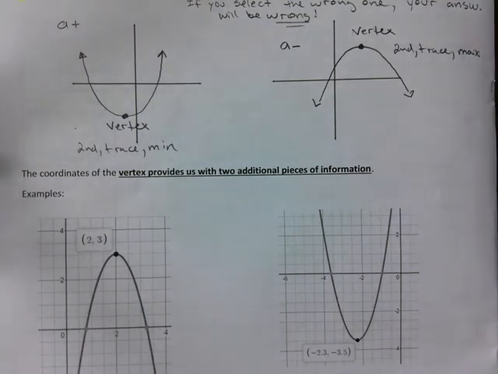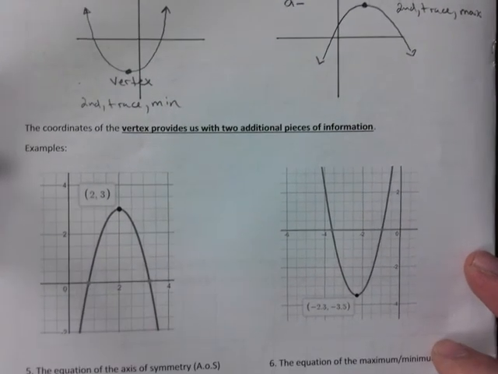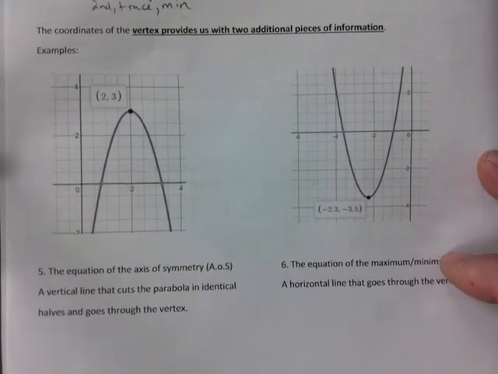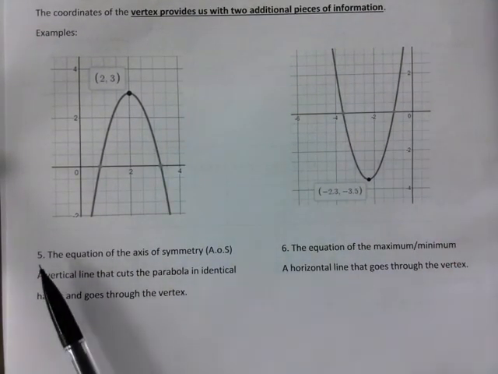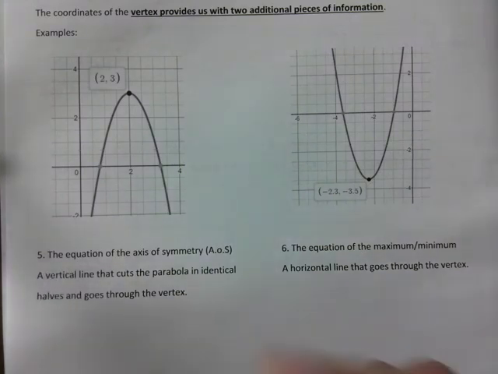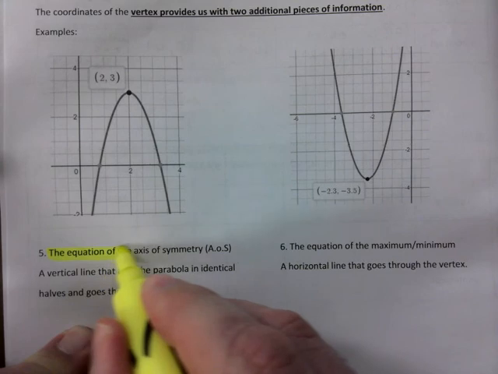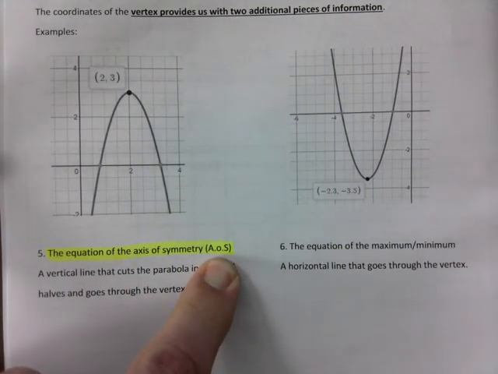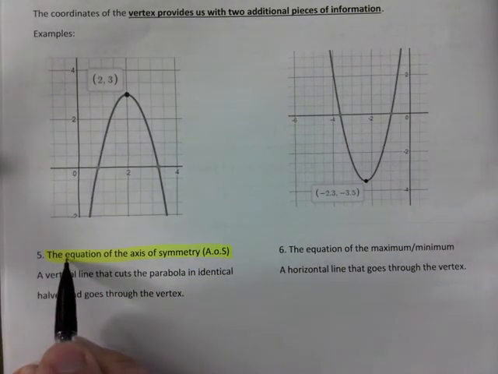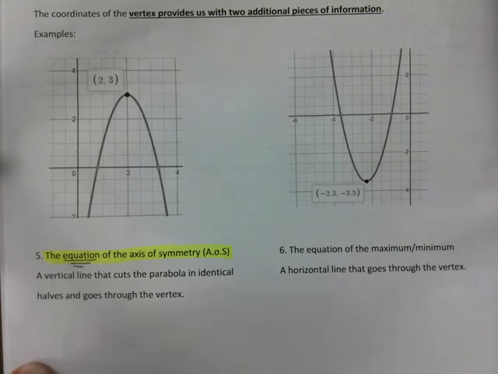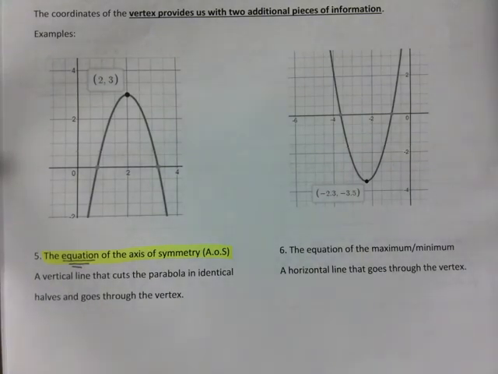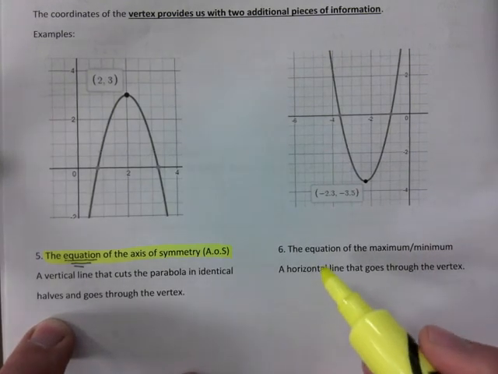The coordinates of the vertex provide us with two additional pieces of information. I will come back to that graph. I will first talk about the two pieces of information that you're going to get. One is the equation of the axis of symmetry, which I call AOS, axis of symmetry, but it is an equation. Emphasis on equation here. And the other is the equation of the maximum or minimum.